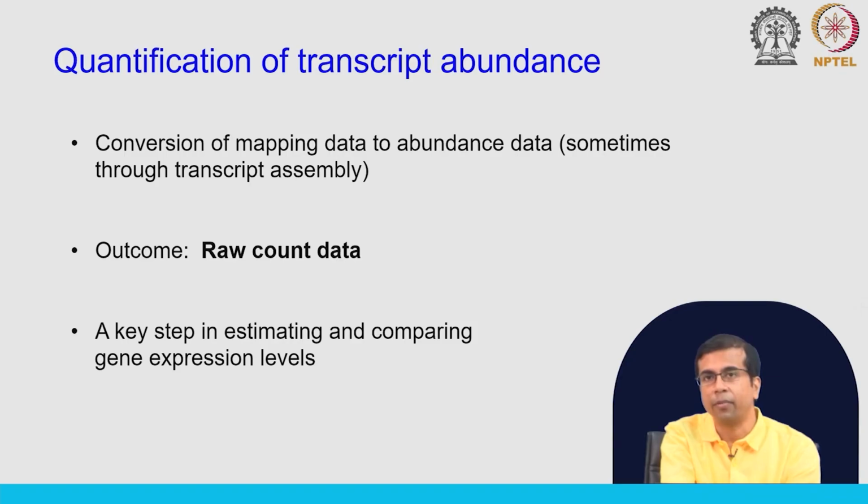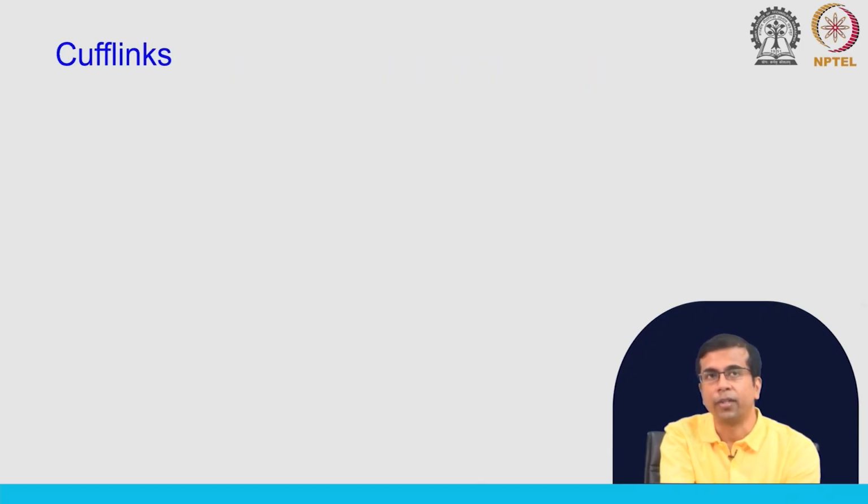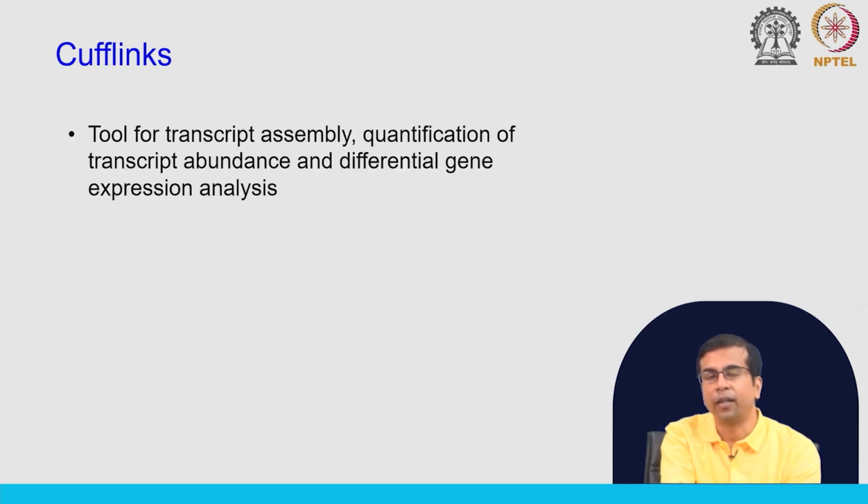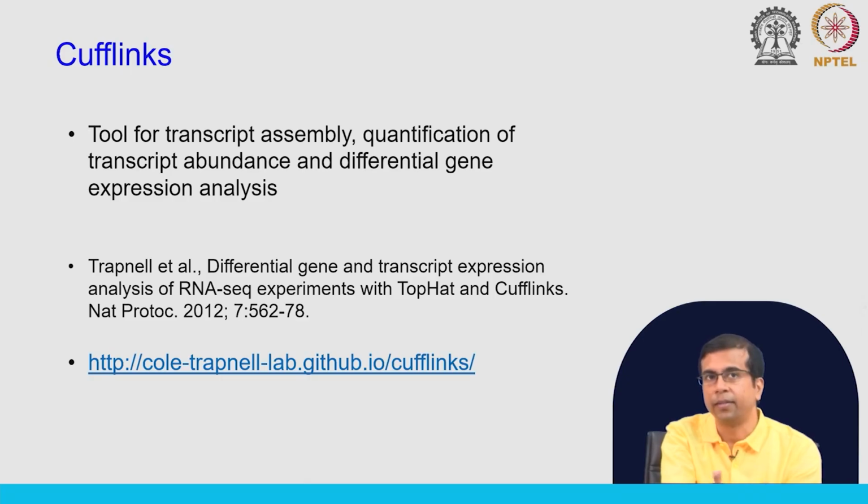We will talk about some of the tools, at least one tool which we use for this kind of analysis, and of course there are many tools that we will discuss in the next class. One of the tools that is very popular is called Cufflinks. It can do transcript assembly, and then it can do the abundance estimation, as well as something called differential gene expression analysis. We will talk about differential gene expression analysis later. As you can see, this can do a lot of these things together. Again, we will not go into a lot of details. Here is the link to the paper, and also the link to the tool.